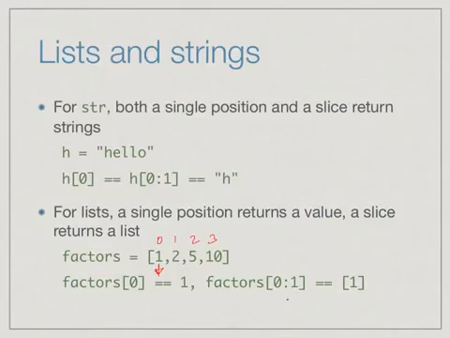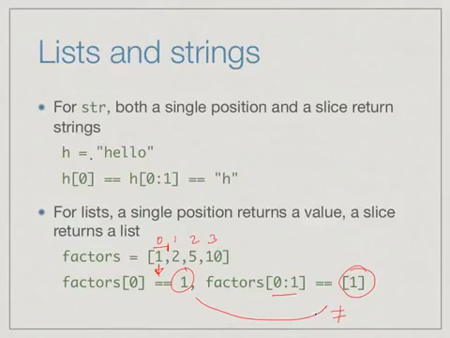On the other hand, if we take the slice from 0 up to and not including 1, then we get the sublist of factors of length 1 containing the value 1. So factors of 0 is 1, factors of 0 colon 1, the slice, is also 1, but here we have a single value and here we have a list, and therefore these two things are not equal to each other.